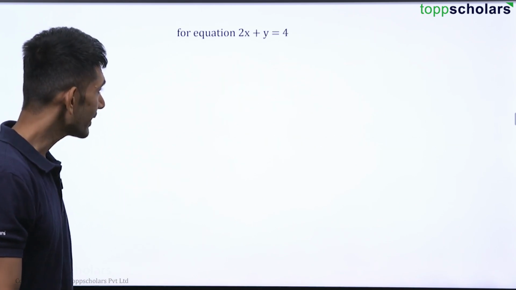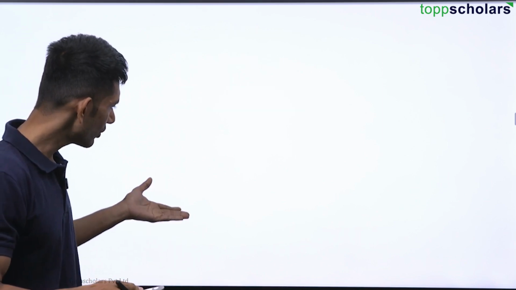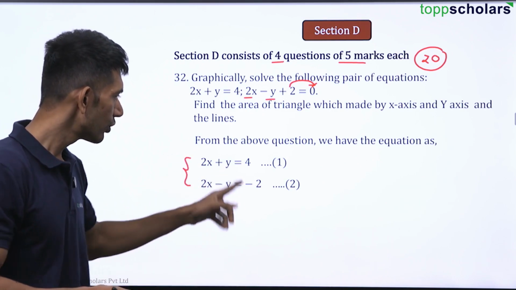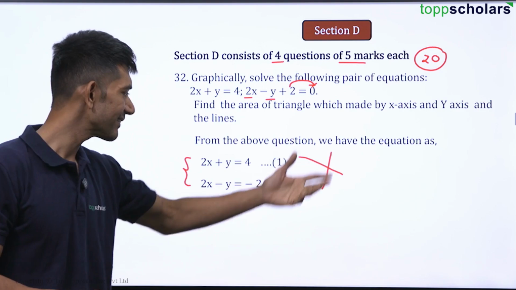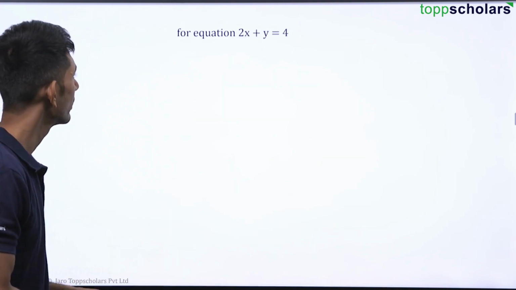Yes, but for that, we need a graph. So no need to solve it algebraically. All we need to do is draw the first line, draw the second line, and then see whether they are intersecting or not. So 2x plus y is equal to 4.